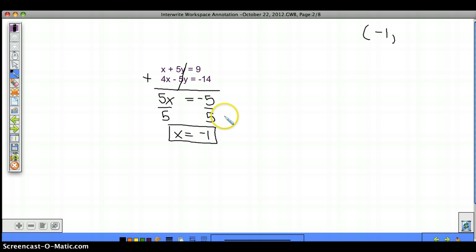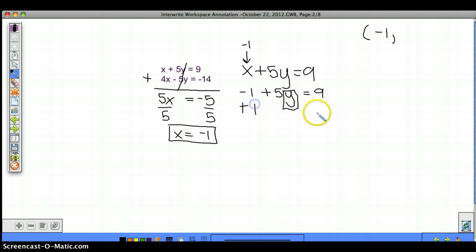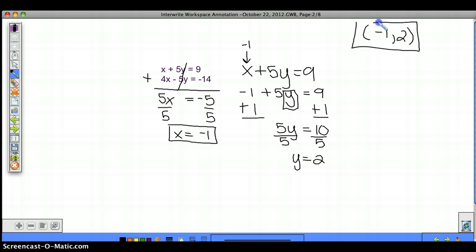The second step is to solve for y. So you could plug negative 1 into either equation. I'm just going to plug it into the first one. x plus 5y equals 9, and I know that my x is negative 1. So I'm going to rewrite this as negative 1 plus 5y equals 9. Now all I have to do is solve for y. I'm going to add my 1 over. 5y is 10. Divide both sides by 5. And y is 2. So now I have my answer: negative 1, 2.